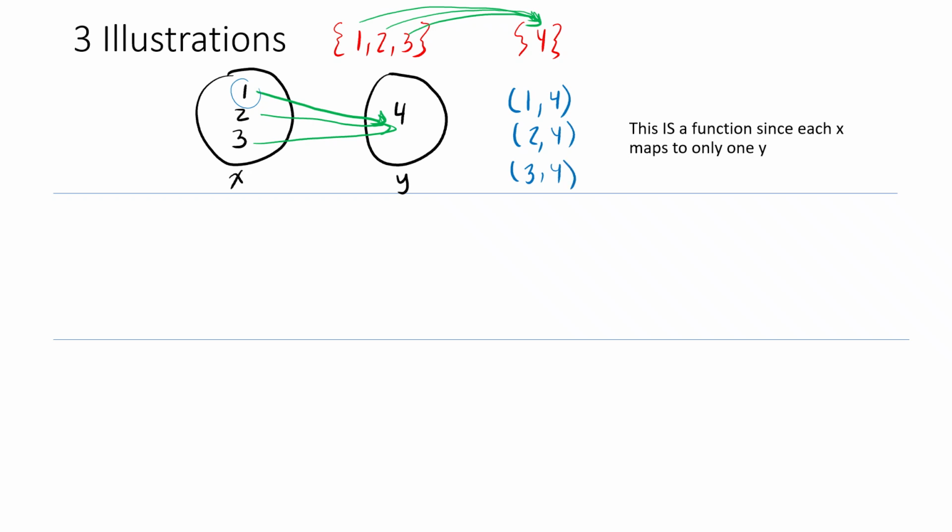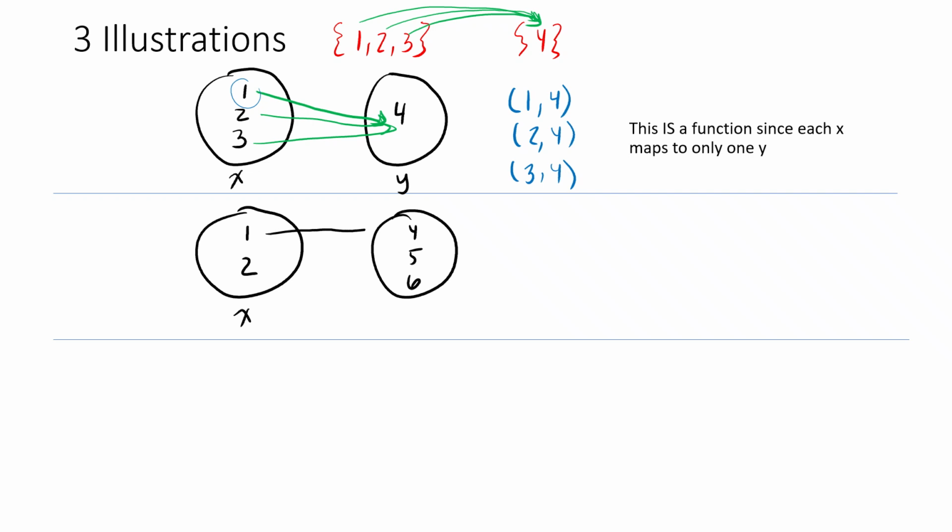So you might be wondering, okay, what about something that is not a function? Okay, something that is not a function. So I'm going to set this one up, and this one we're going to have a 1 and a 2 over there for our X's. And we're going to have a 4, 5, 6 over here for our Y's. And we're going to have 1 come here and like that. Okay, and there's our mapping. Okay, take a look.